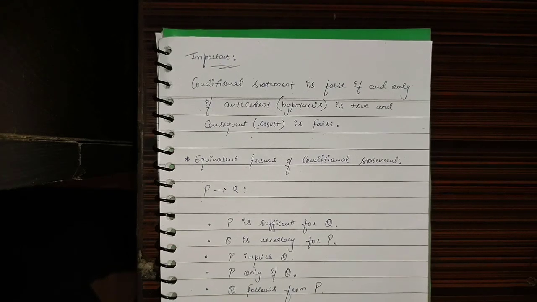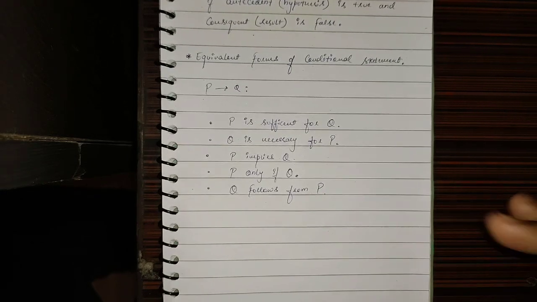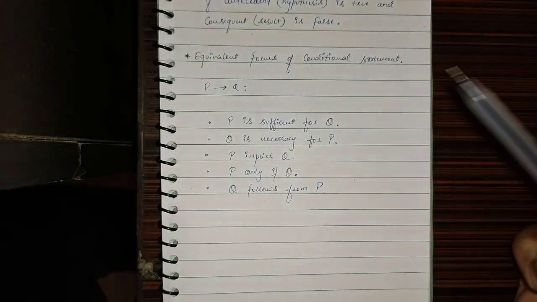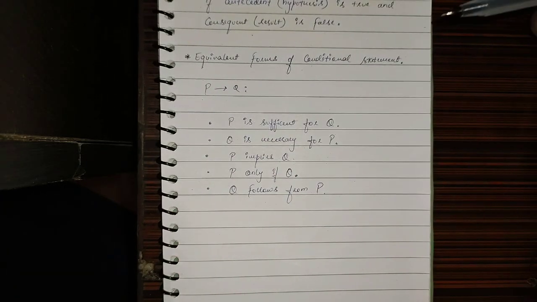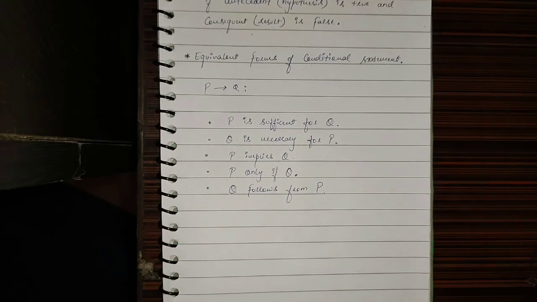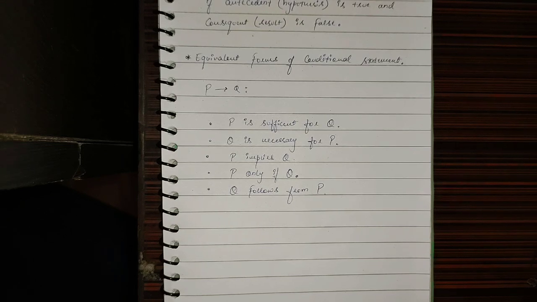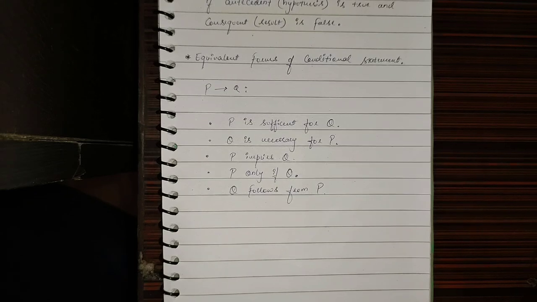Now there are a few equivalent forms of the conditional statement that we should look into. When I say P implies Q, then it can also be said in a way that P is sufficient for Q. Now here is a short concept of sufficient and necessary conditions. P is sufficient for Q means that the happening of P, or when P occurs, it is sufficient for Q to happen, meaning Q has all the adequate resources to happen.